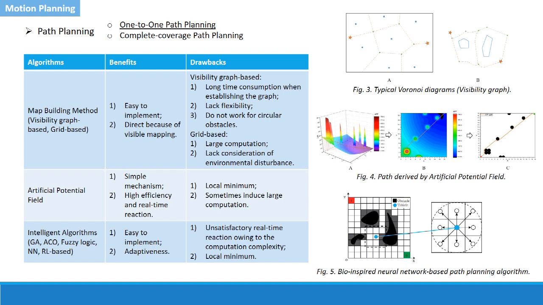For the one-to-one path planning, you can see in figure 3 a typical map building method, which is also one of the algorithms for one-to-one path planning, called Voronoi diagrams, for planning the path. Figure 4 is the optimal path derived by the artificial potential field method. And figure 5 shows a method inspired by, and based on, neural network theory, which also belongs to the intelligent algorithms that can realize one-to-one path planning for the UUV underwater.